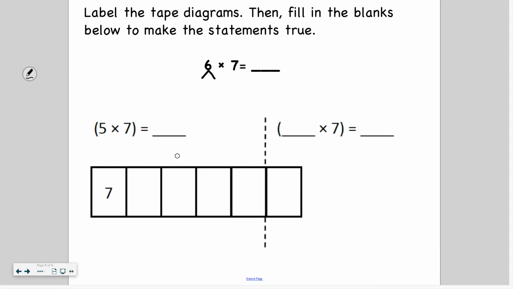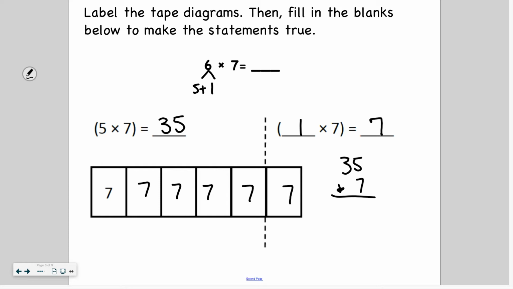All right, so I have 5 on this side, and I'm trying to make 6. There's only 1 left, so that means this side is 1 times 7, because 6 is the same thing as 5 plus 1. That's what they made it to be. And again, all of these groups are 7, so I have 6 groups of 7. 5 on the left side, 1 extra on the right side. 5 times 7 we learned from the last problem was 35, and anything times 1 is itself, so 1 times 7 is 7. My last step is to add these up. 35 plus 7 is, well, 7 plus 5 is 12, regroup the 1. 1 plus 3 is 4, so 6 times 7 is 42.